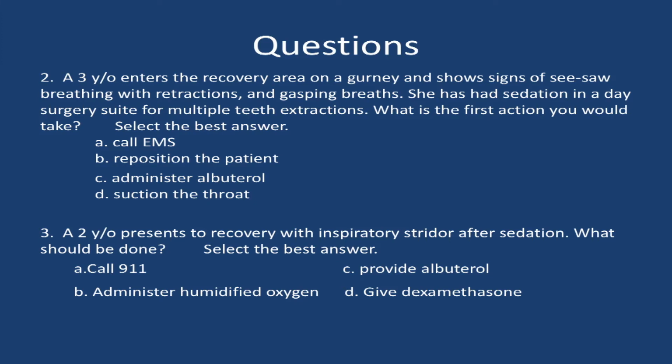You provide albuterol for the patient. Again, does this patient have asthma? Should be on the history. And asthma is a bronchodilator. Do you need to do that? Well, the patient's breathing okay, so you really don't need to have that.